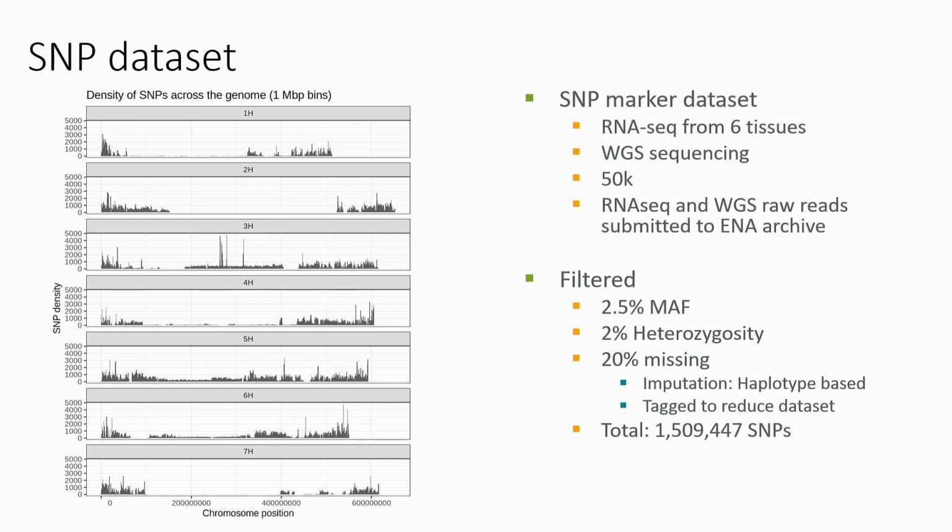Initially, we had about 40 million SNPs, and after filtering, imputation of missing data, and LD-based pruning to narrow down the data set, we now have a SNP data set of 1.5 million SNPs, which I think is one of the largest SNP data sets that we have available in barley. The RNA-seq and whole genome shotgun raw reads have been submitted to the ENA archive and will also be publicly available later this year. And so will be the SNP data set.